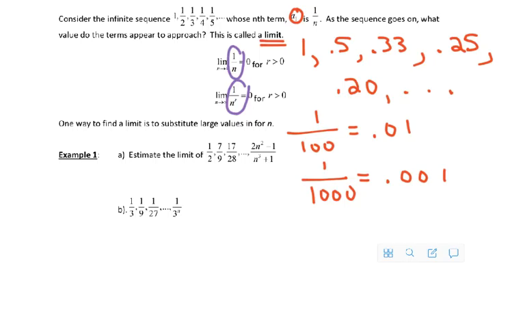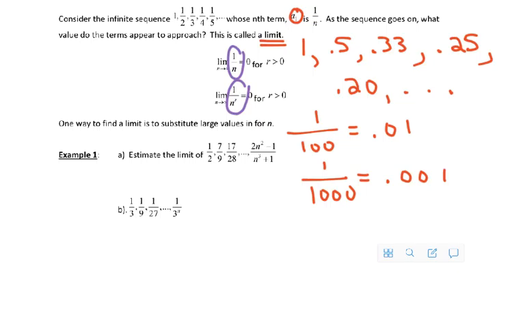So in example 1a, it says estimate the limit of 1/2, 7/9, 17 over 28, and so on. And then the rational expression at the end is the definition for finding each consecutive fraction. So when n is 1, for the first term, you get 1/2. And when n is 2, you get 7/9. And when n is 3, you get 17/28.